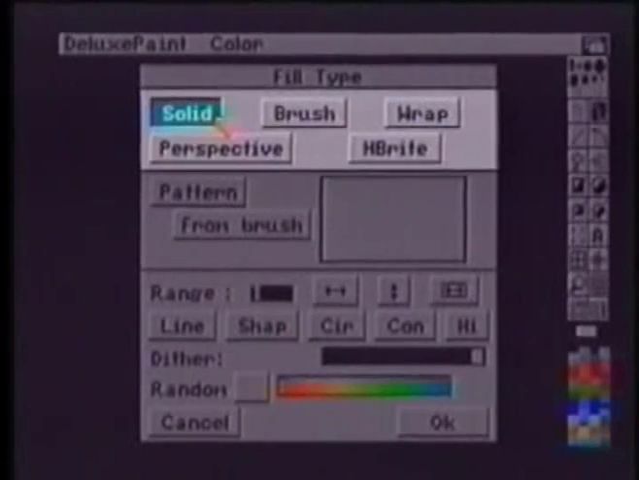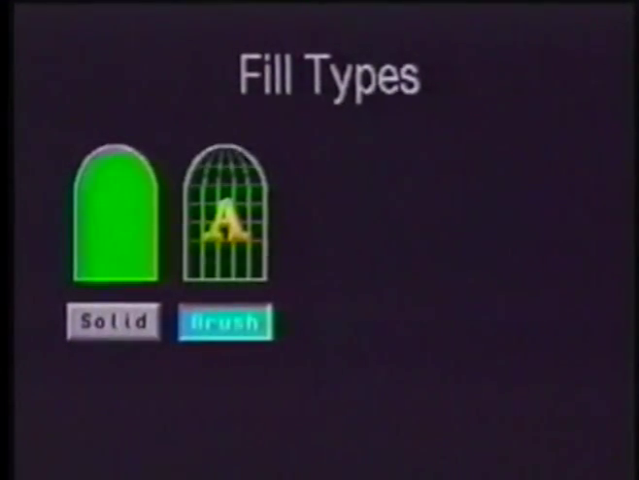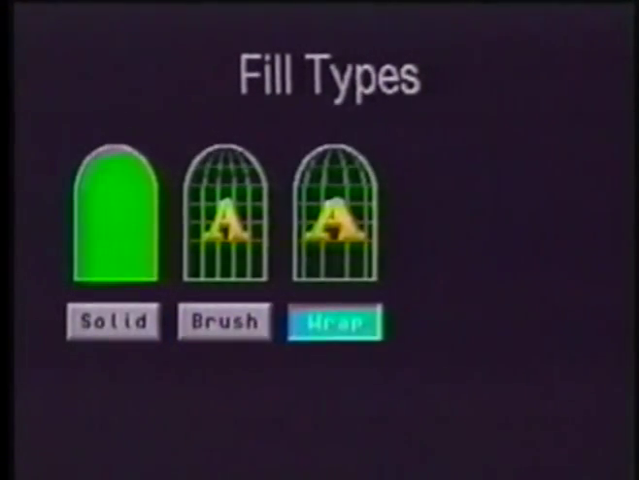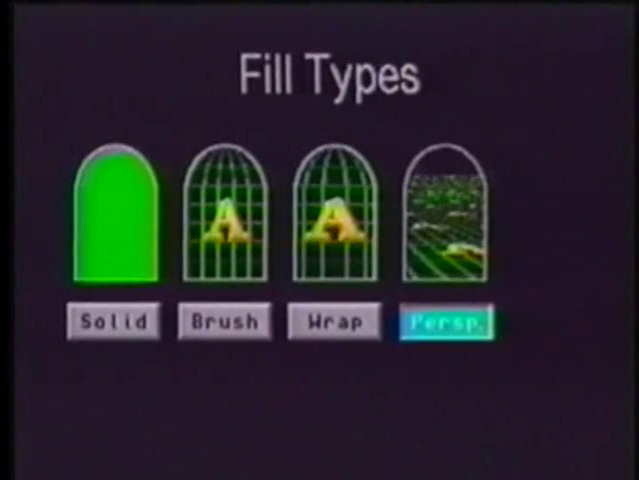Solid fills with the current foreground color when using the left mouse button. Brush fills with one image of the current custom brush and sizes it to fit the filled area. Wrap fills with the current custom brush and adjusts it to give the illusion of wrapping the brush around a 3D solid. Perspective fills with a pattern of the current brush in the current perspective setting, which we'll explain in greater detail later on.